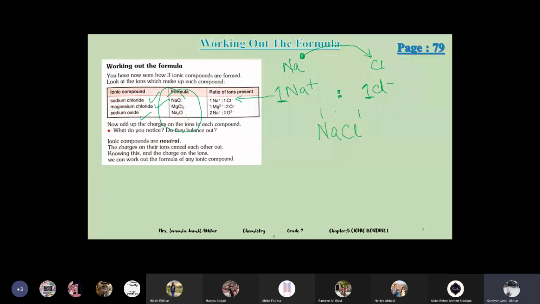Okay, and for the next one, let's see magnesium chloride. For magnesium chloride, we discussed that magnesium has 2 extra electrons. It will give 1 electron to one chlorine, other electron to other chlorine. So 1 magnesium is 2 plus, because 1 magnesium gave 2 electrons. Each chloride is receiving only 1 electron, so Cl minus, and we will write 2 at the start because there are 2 chloride ions. 1 magnesium and 2 chloride. So what will be the ratio?